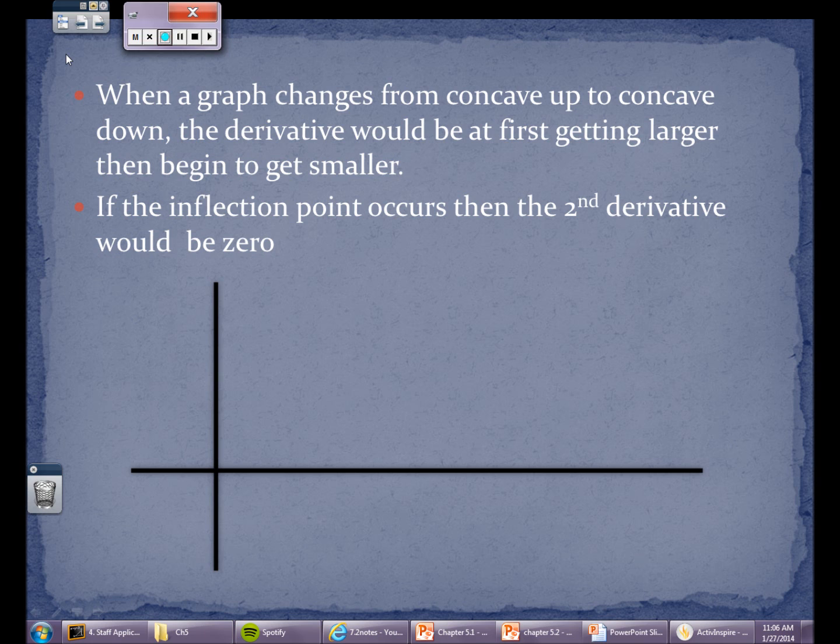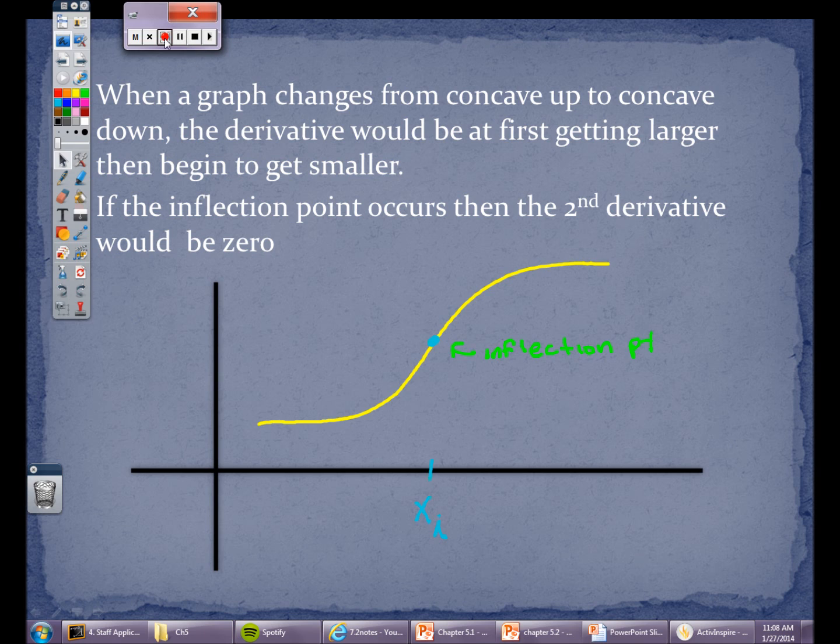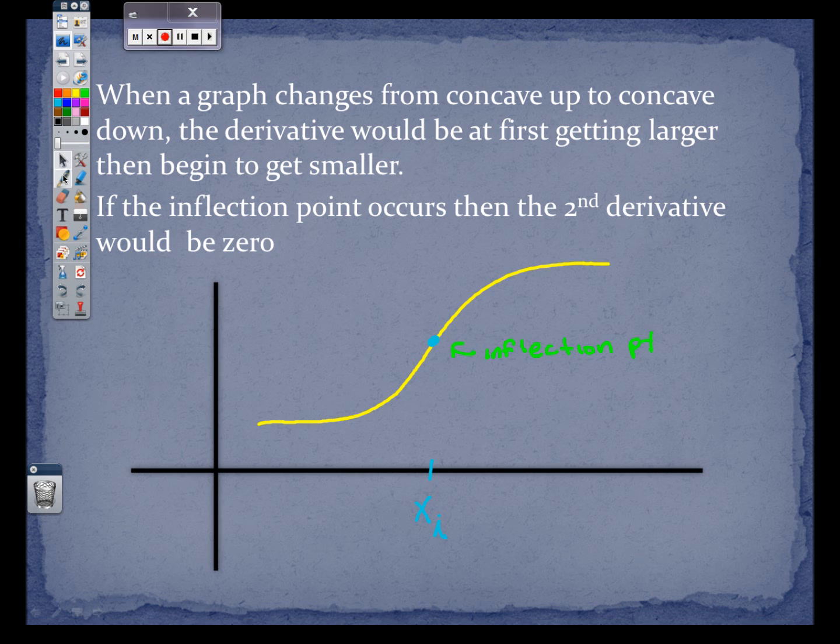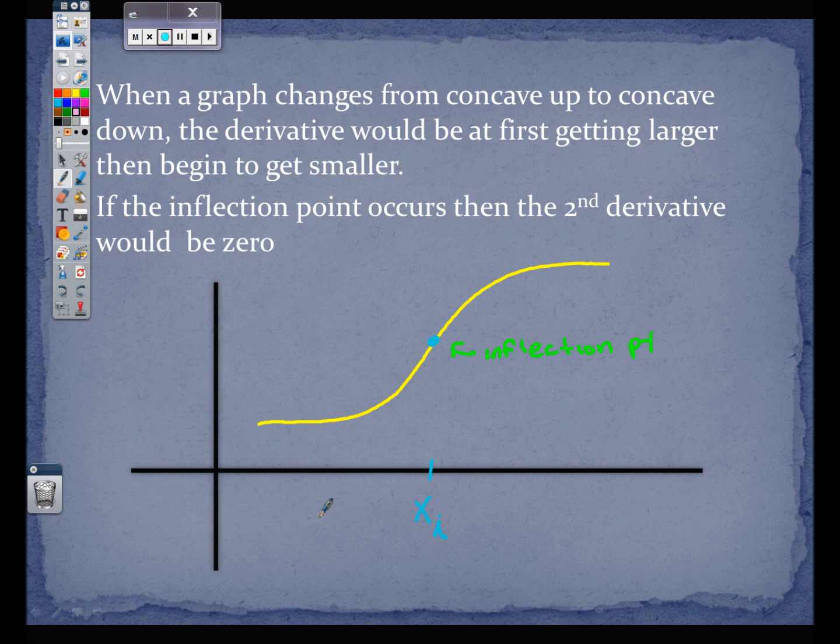Here's a graph to demonstrate. You can see that this graph initially is concave up. And then when I reach the point xi, the inflection point, the graph changes over to concave down.